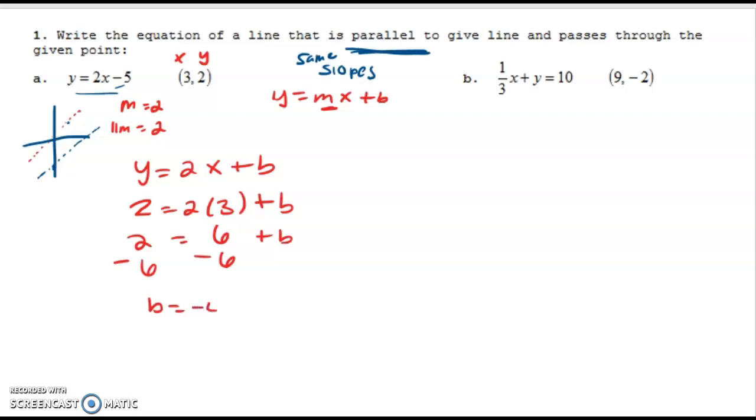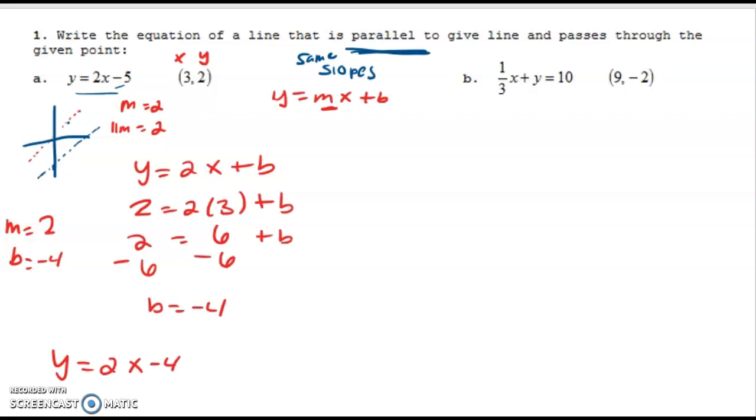So b equals -4. And when you write an equation of a line, the only things that you need are your m and your b. So our m is the 2. That's from the same slope from the other line. And our b we just solved for is -4. So the answer here is y equals 2x minus 4.